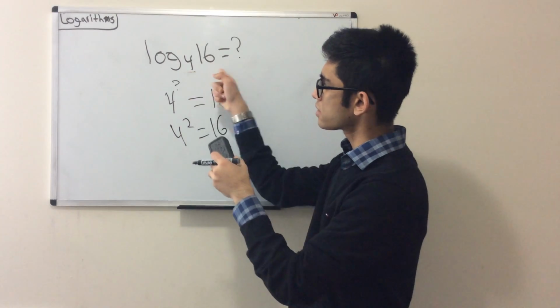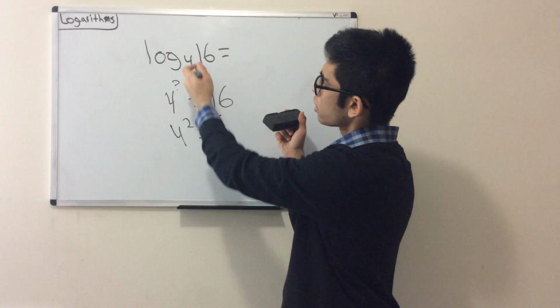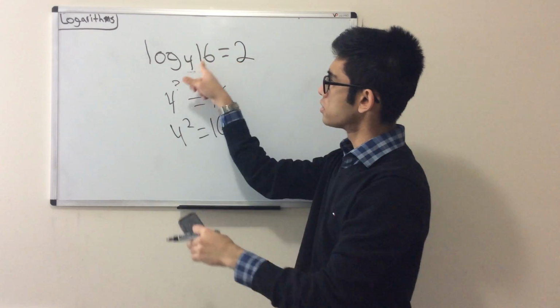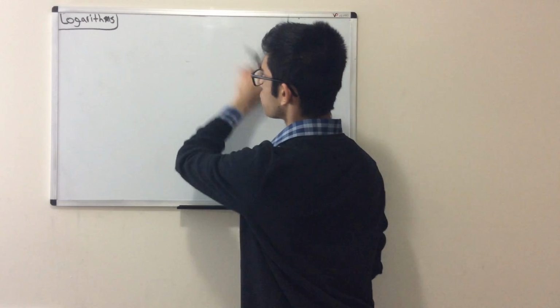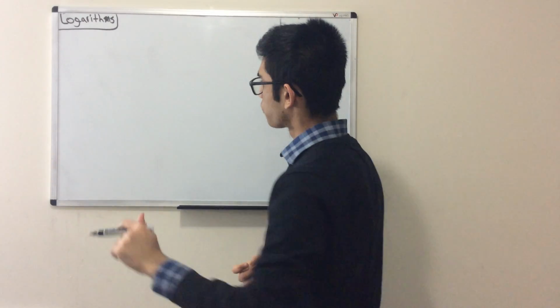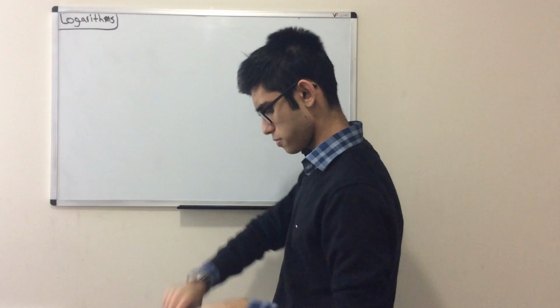So how would I complete this logarithm? 4 to the power of 2 equals 16. So essentially that's how you deal with logarithms. So let's do one more example, or maybe a couple more depending on how much time we have.